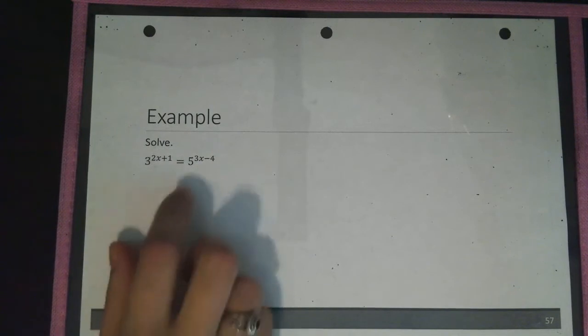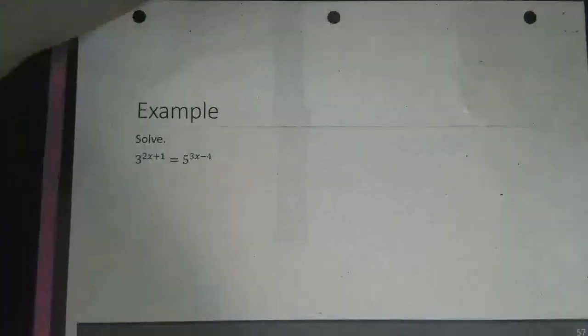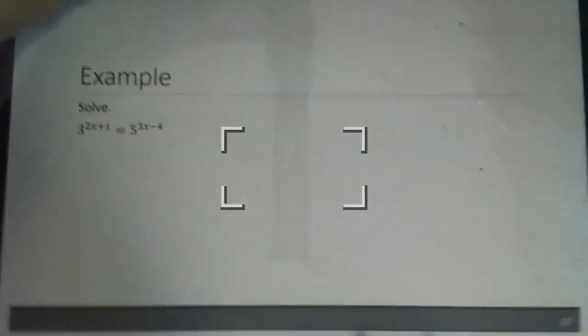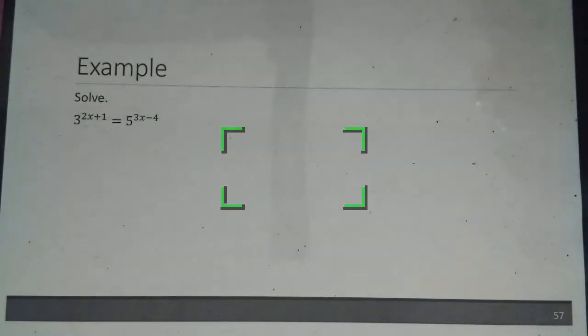So we want to solve 3 raised to the 2x plus 1 power is equal to 5 raised to the 3x minus 4 power. What we've been looking at so far is when we have an exponent on only one side of the equation. Here I have it on both sides. So I'm going to use a slightly different method of attack here. I am going to think of the tools I have that allow me to get exponents to not be exponents anymore.